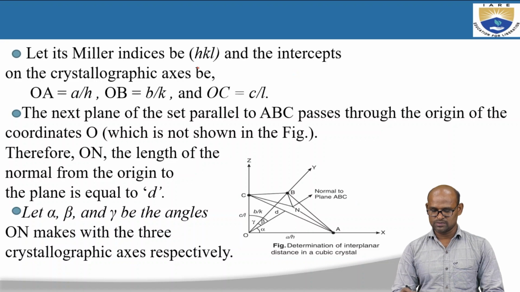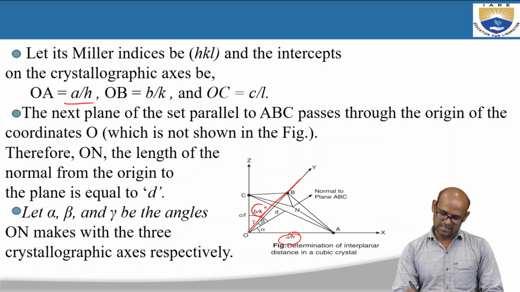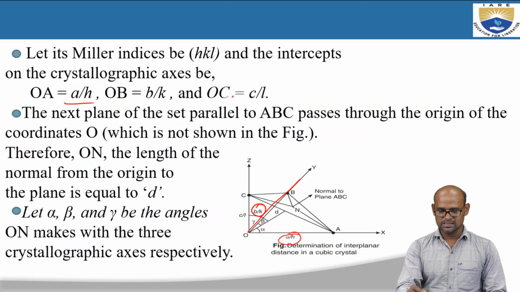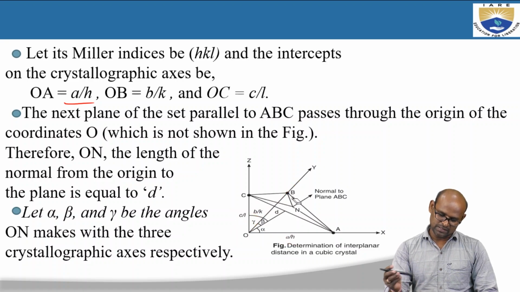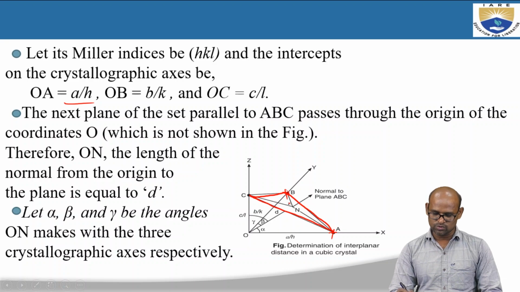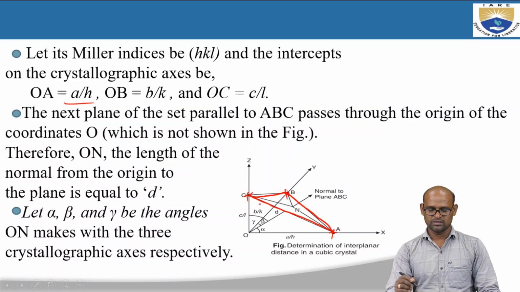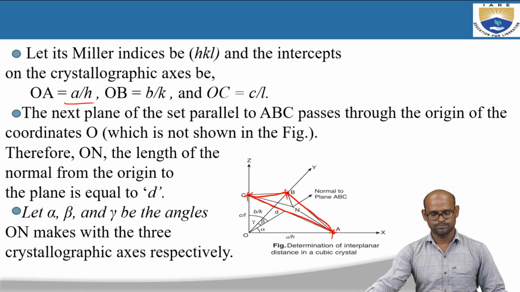h, k, l are the Miller indices for this plane, and the intercepts are a by h along the X axis, b by k along the Y axis, and c by l along the Z axis. So the plane ABC is cutting the X, Y, Z axes. This is the intercept a by h, this is the intercept along Y, that is b by k, and this is the intercept along Z, that is c by l. So these are the intercepts, and h, k, l are the Miller indices of this plane.